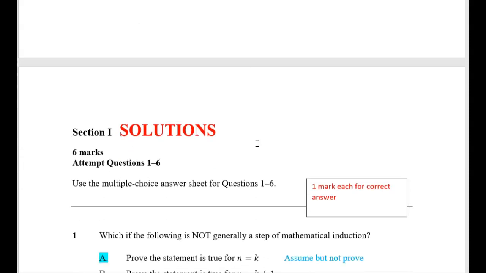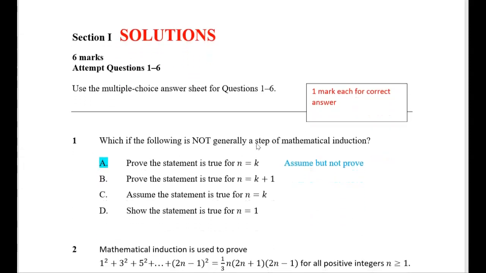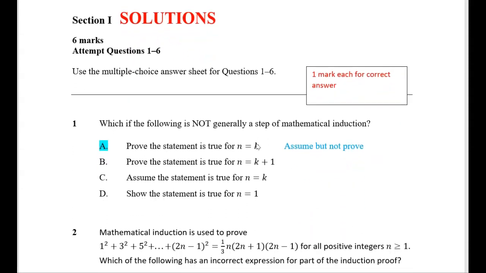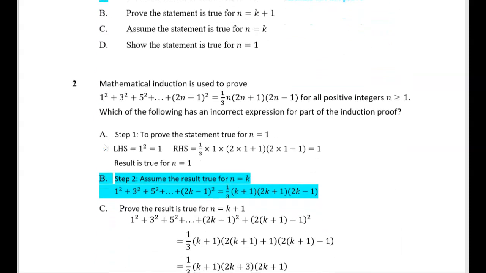Section 1 was multiple choice. They were just worth 1 mark each. So the first answer is A. Which of the following is not generally a step in mathematical induction? Well, we prove the first step, which is n equals 1, and then we assume the n equals k step. So we don't prove that. So that is not a part of induction.